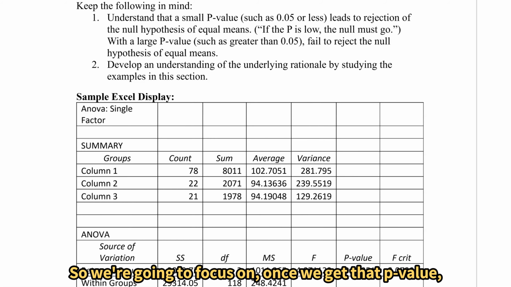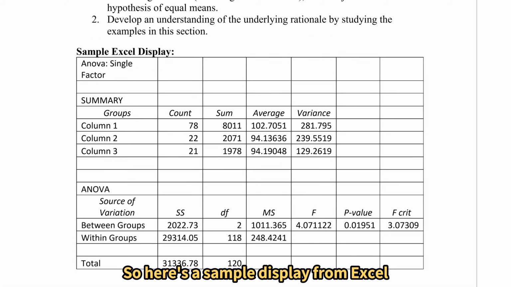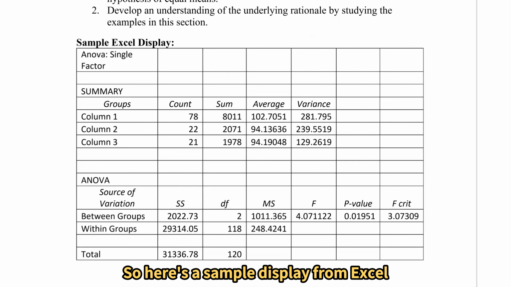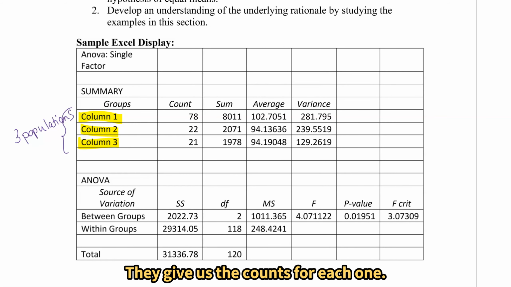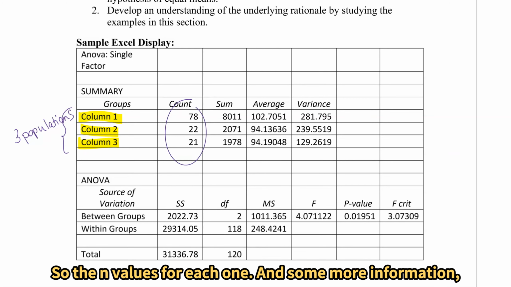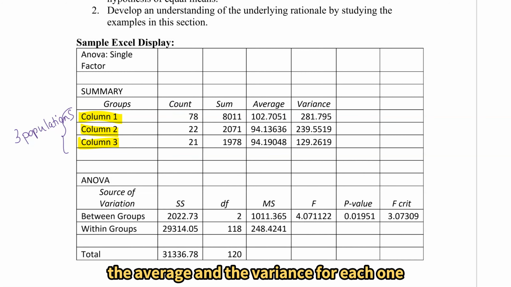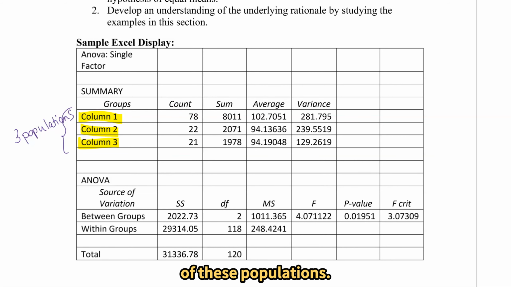So we're going to focus on, once we get that p-value, what does that mean? So here's a sample display from Excel. We have 3 columns, so we have 3 populations. They give us the counts for each one, so the n values for each one, and then some more information, the average and the variance for each one of these populations.